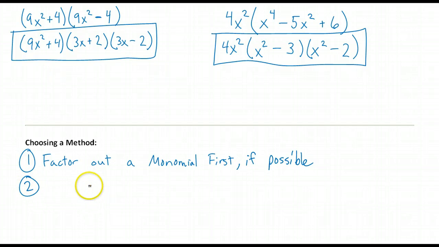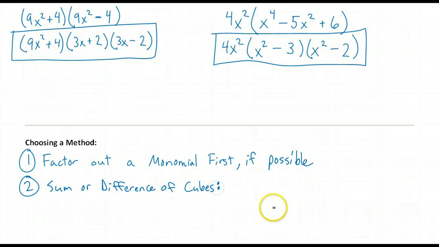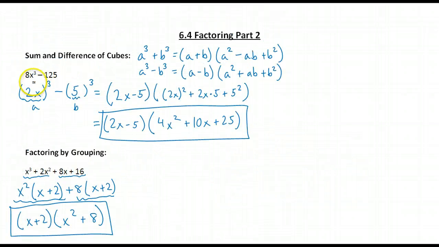After that, look at the degree of your polynomial. To use the sum or difference of cubes, you have to have a cubic binomial. The highest degree of x has to be 3, and you have to have 2 terms. If we look at this very first example, we have a cubic binomial.